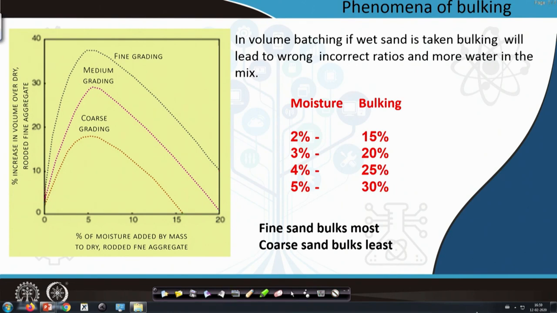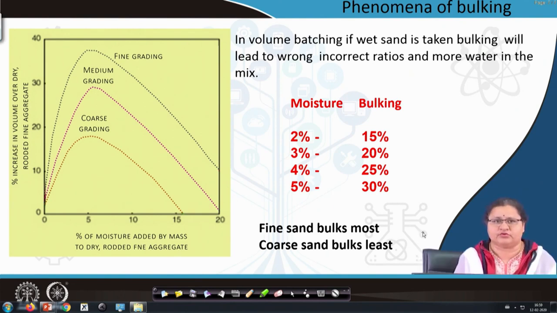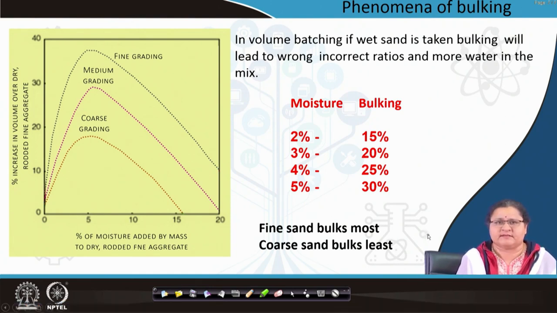This graph shows fine sand having the maximum bulking, coarse sand having the minimum bulking. But in all the three cases, it is quite huge. So, if we keep these points in mind, you will understand that yes, by the name it is sand, but it has lots of tasks in a concrete mix.